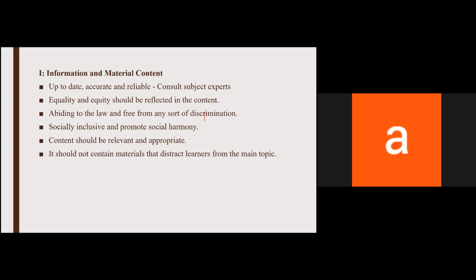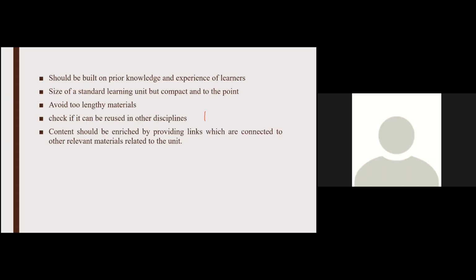the main. So usually there might be sometimes when we prepare a PPT or a learning material and all, we make it in such a way that certain things are not actually needed in that module, but we just add that. So what happens, the main topic, learners get diverted from the main topic. So that has to be taken care of. Then should be built on prior knowledge. So as teachers, we all know that when we develop a learning material, we have to take care of the prior knowledge and experience of learners.